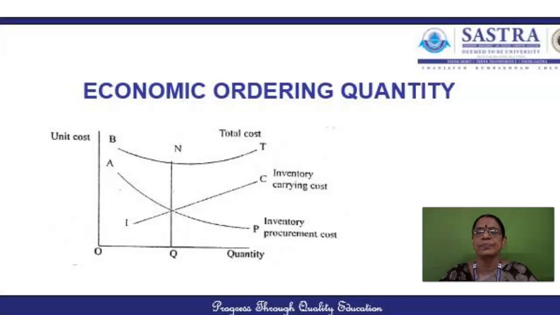EOQ can be determined by the following formula. Square root of 2 into annual consumption in units into cost per order divided by price per unit into carrying cost expressed as a percentage of total investment in inventory. Based on the brief description of EOQ, let us now pass on to the EOQ assumptions. The model is based on the following assumptions.